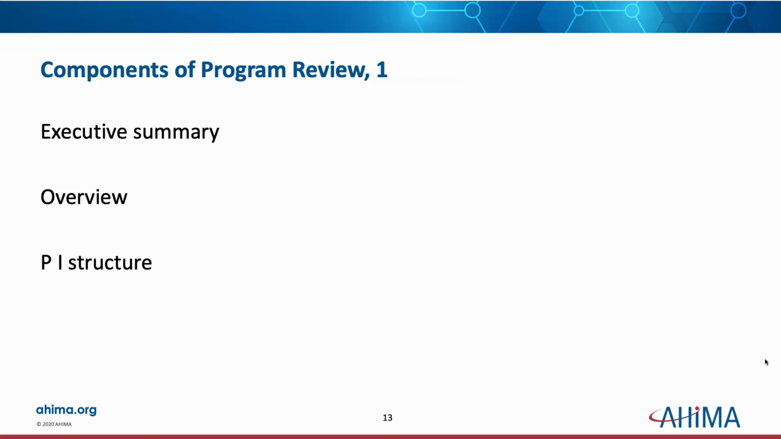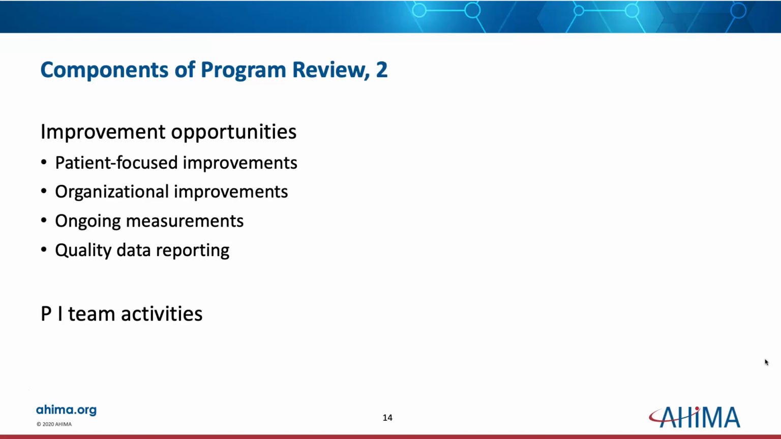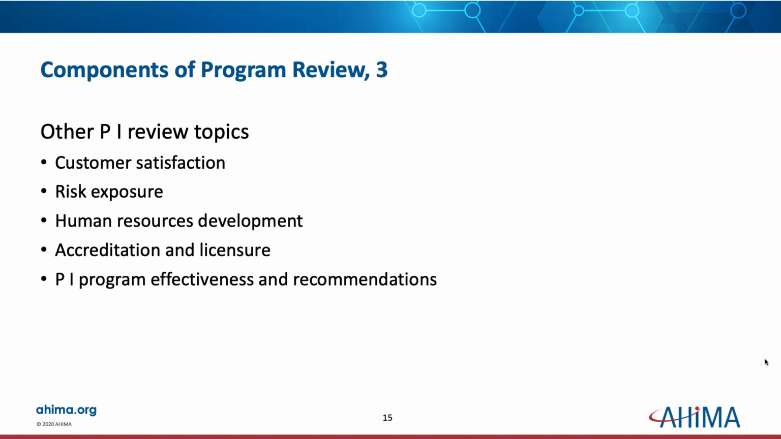Obviously, they have an executive summary, an overview, review the PI structure, look at opportunities, look at activities, and then they may include things like customer satisfaction, risk exposure, what's going on with HR in terms of what they're doing with hiring, assessing performance, and that sort of thing. Accreditation and licensure, because there are changes that come through that. And then again, like I said, the program effectiveness and any recommendations.